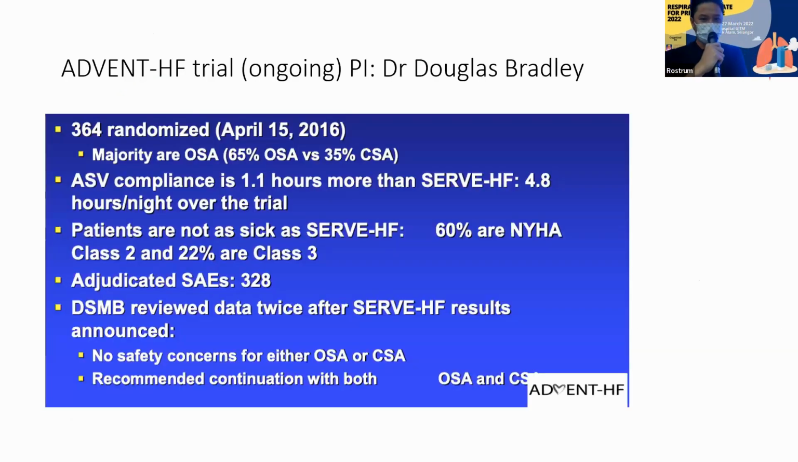The ADVENT-HF trial, which is ongoing with the principal investigator, the same Dr. Douglas Bradley, is also studying the effect of adaptive servo ventilation in heart failure patients. We are still awaiting the results of this study, which will help to see if there is still a role for adaptive servo ventilation in heart failure patients.